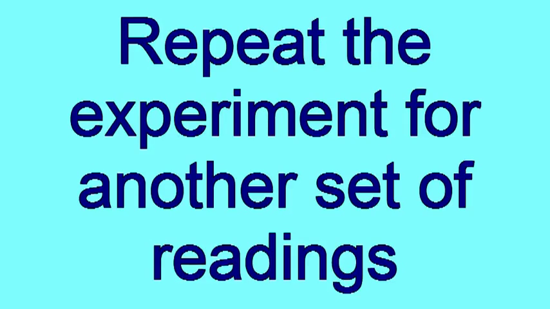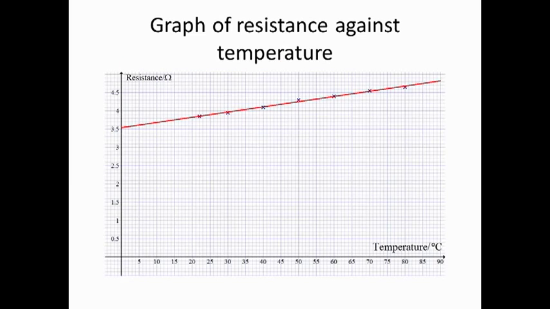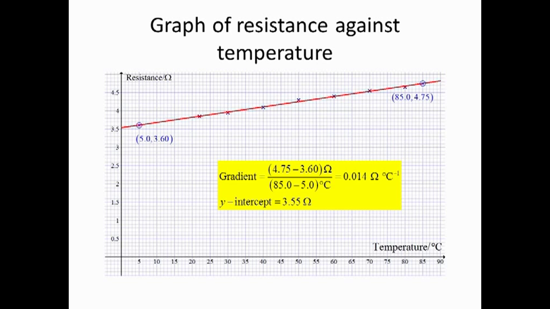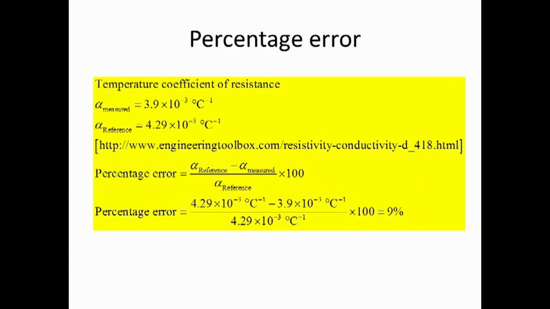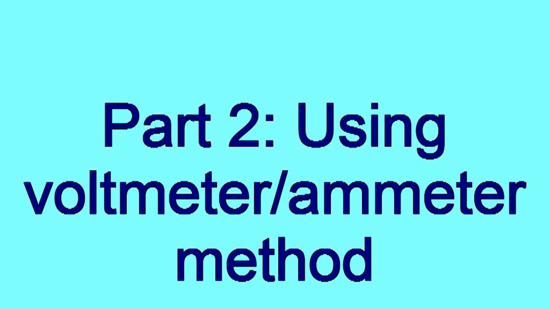We repeat the experiment to get another set of readings, and then we record all the data in a table as shown. We plot a graph of resistance against temperature. This gives us a straight line with a gradient and intercept. Then we determine the temperature coefficient of resistance by dividing the gradient by the y-intercept and work out the percentage error for this result. In part 2, we use the voltmeter and the ammeter method.